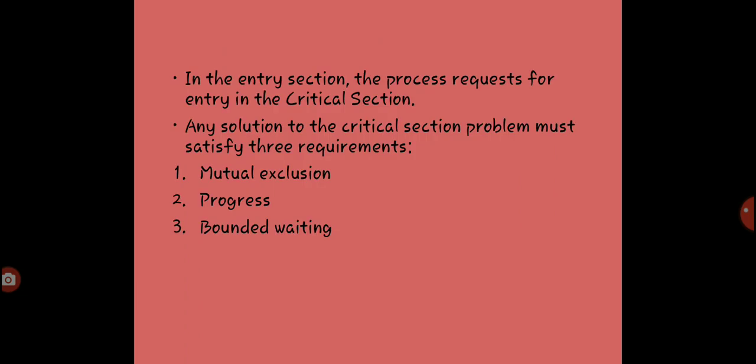Okay, then, there are two sections in this critical section called the entry section and the exit section. In the entry section, the process requests entry to the critical section. In the exit section, the process is exiting out of the critical section. So the entry point is called the entry section, and the exit point of the process is called the exit section. Any solution to the critical section problem must satisfy the following three requirements: mutual exclusion, progress, and bounded waiting.